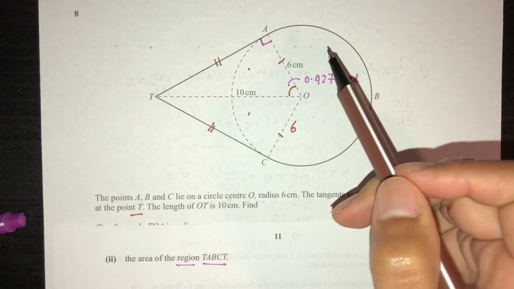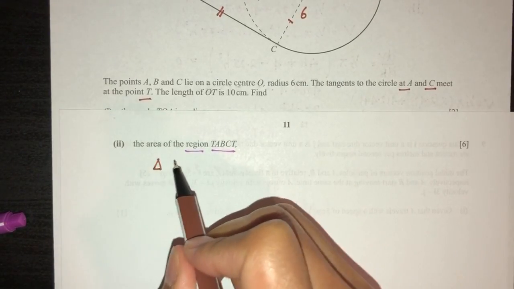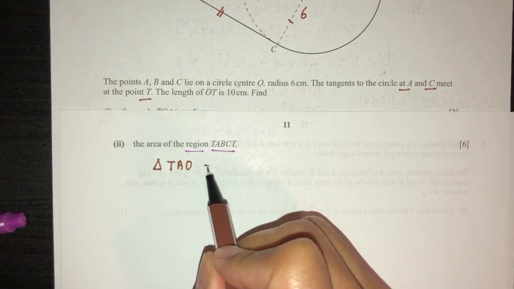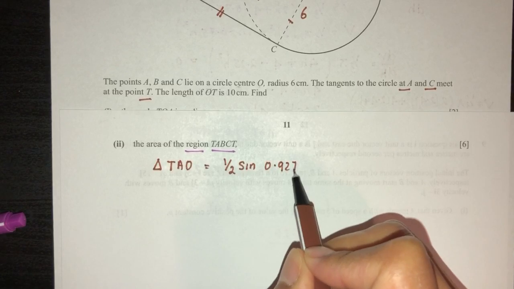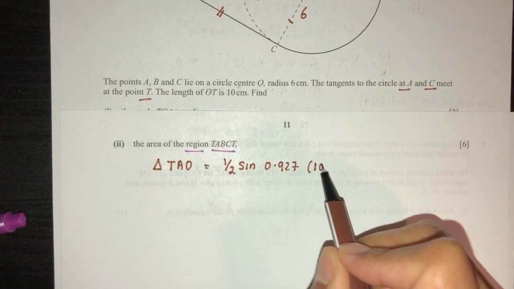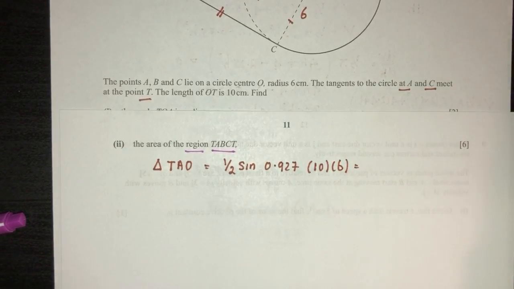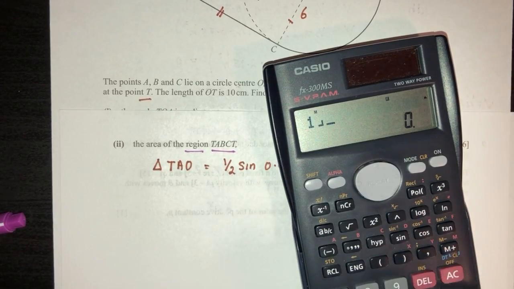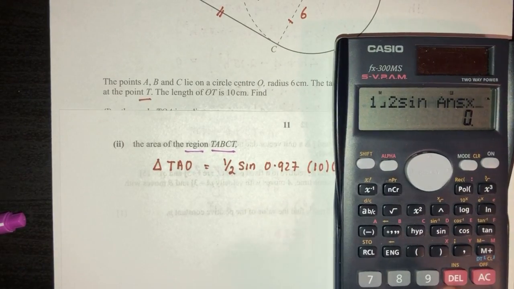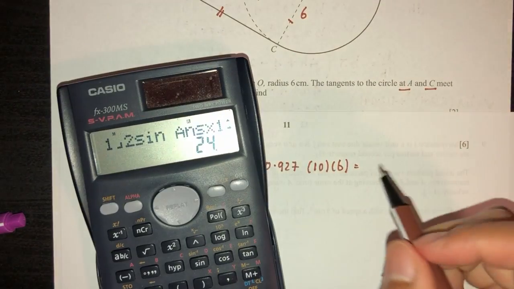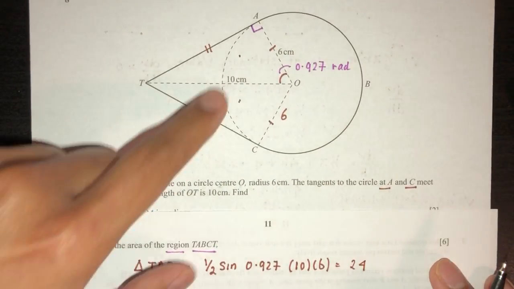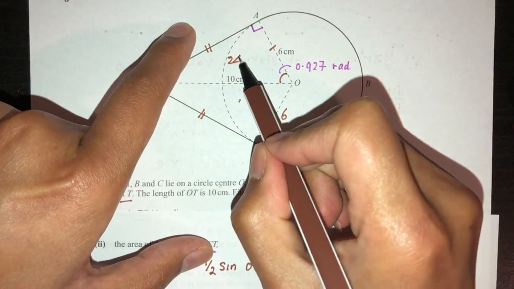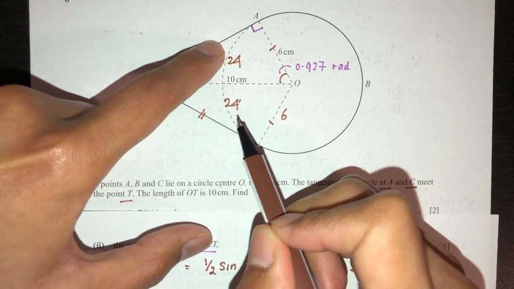That will be half, we can use the sine, so let's do that. First find the area of triangle TAO. That will be half sine of the angle, which is 0.927, times the two sides, 10 times 6. So half sine of the angle times 10 times 6. That should be 24. Now, if this triangle is 24, this also has to be 24 because these two are the same.